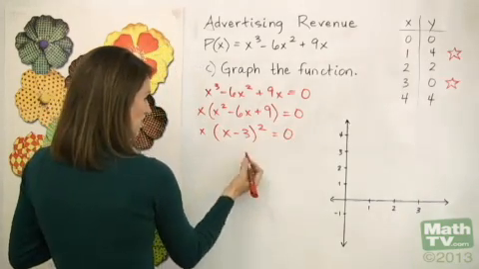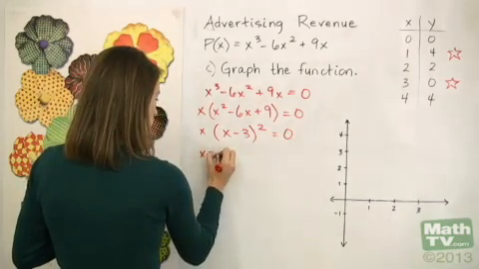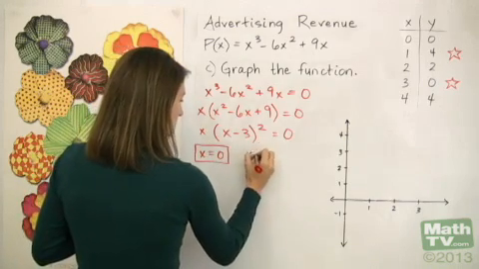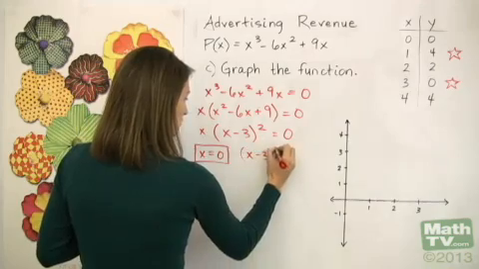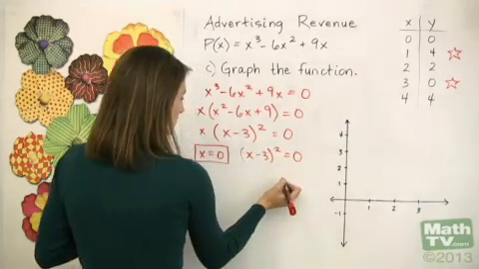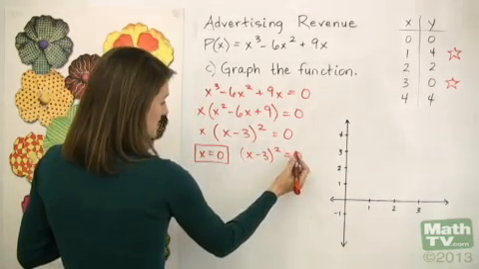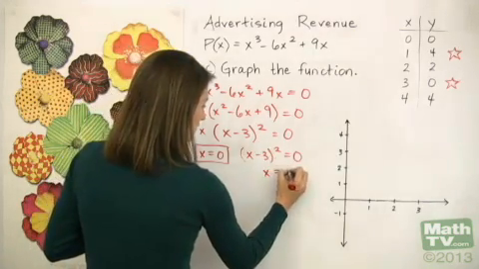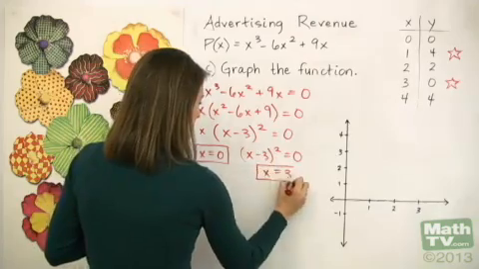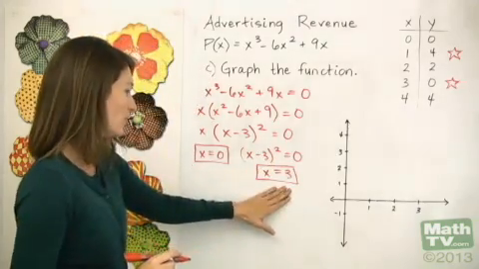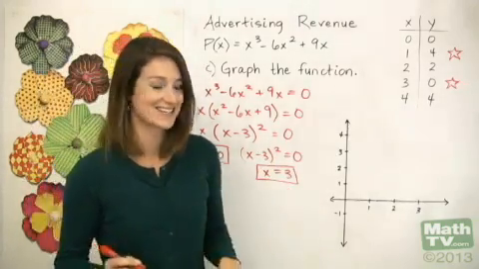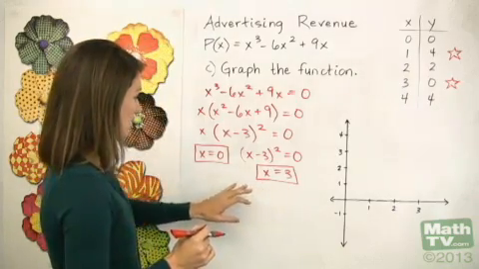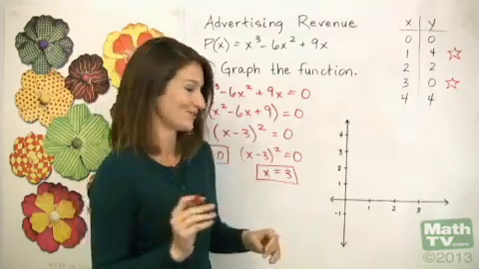And then set both these factors equal to 0. So we have x equals 0, so already that's one of our x-intercepts. Then we have (x minus 3) squared equals 0, and if you take the square root of both sides and then add 3 to both sides, you get x equals 3. So that's our second x-intercept. This is where our graph is going to cross the x-axis. So now let's create a sign chart, and we'll figure out what the rest of the graph is doing.